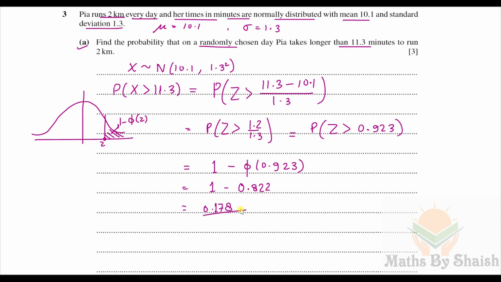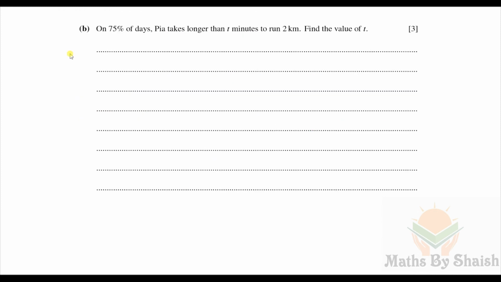And here's the B part. On 75% of days, Pia takes longer than t minutes to run 2 km. Find the value of t. 75% here, and longer than t minutes. So if we draw the distribution graph, we'll see the area to the right of t is 75%, so t has to be somewhere here, then only we can have this as 75%.